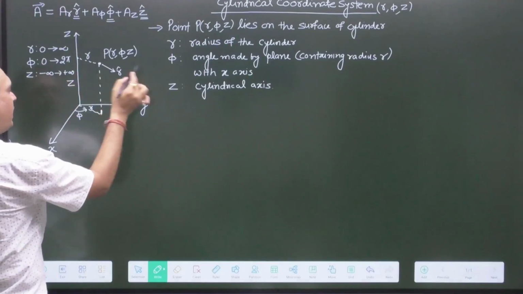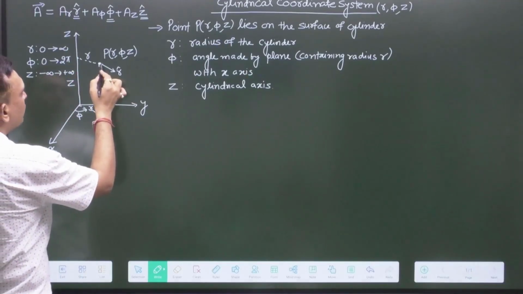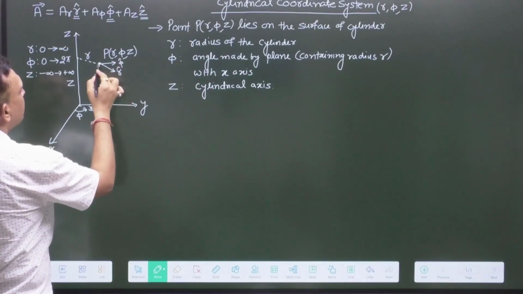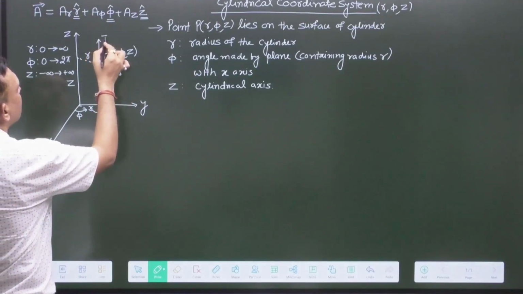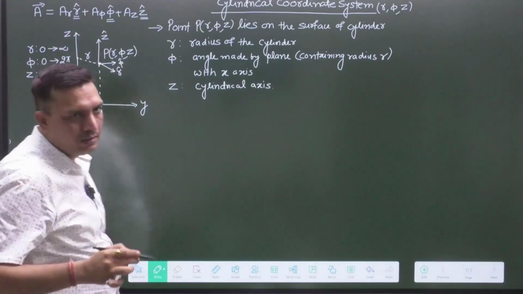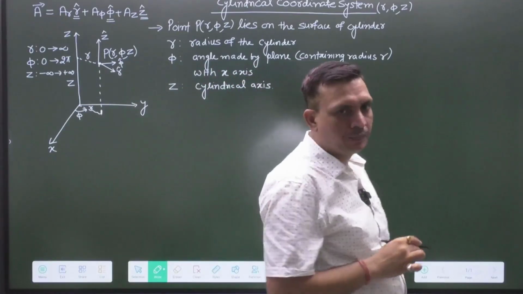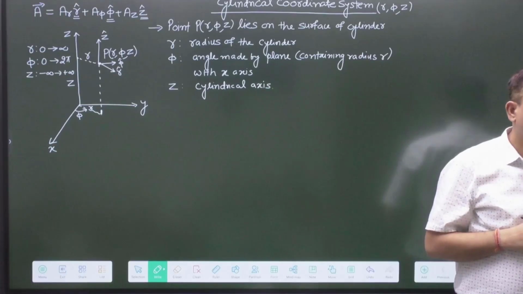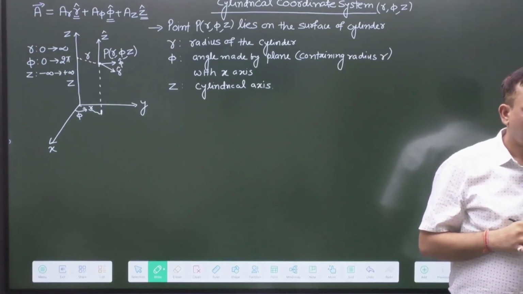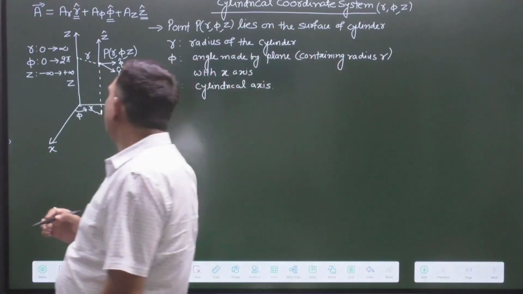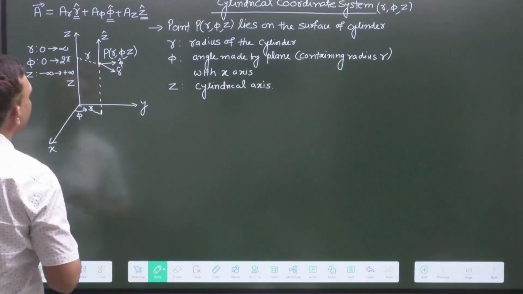Phi cap, again by the same symmetry, is perpendicular to this plane, and z cap is this direction. So at point P, this is r cap, phi cap and z cap, and they are perpendicular to each other.